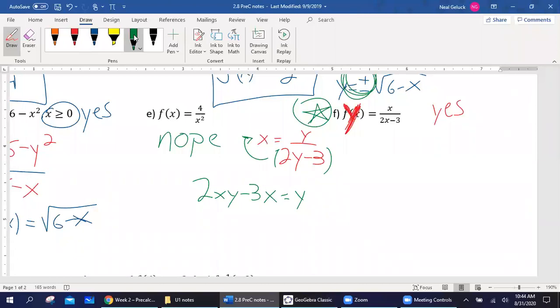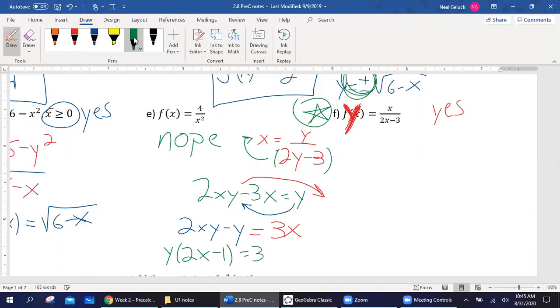All right, notice that I've got y still in two spots. Well, I'm at least going to group it together. So here's what I'm going to do. I'm going to subtract this y over so it's on the same side. That's going to be 2xy minus y. The 3x I'm going to add to the other side because it doesn't have a y in it. I want to get it away. So still y is in two spots, but now it's grouped together on the same side. I can factor the y out. This will be y times the quantity 2x minus 1 equals 3x.